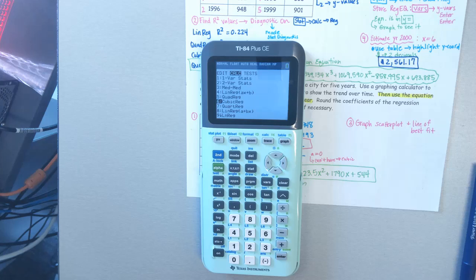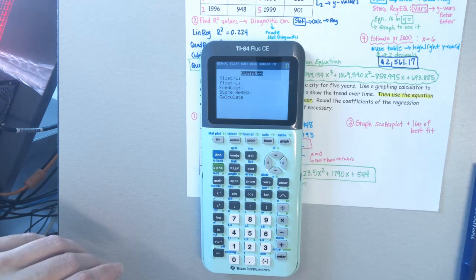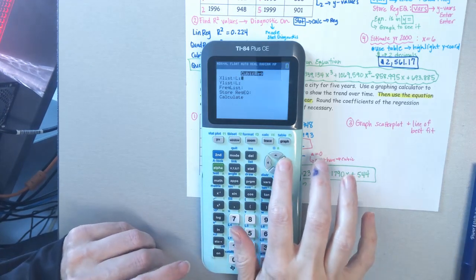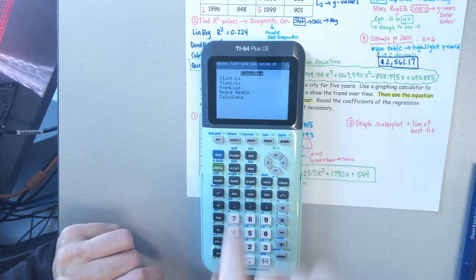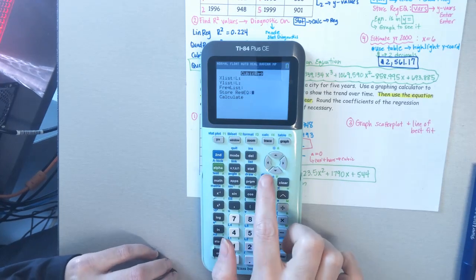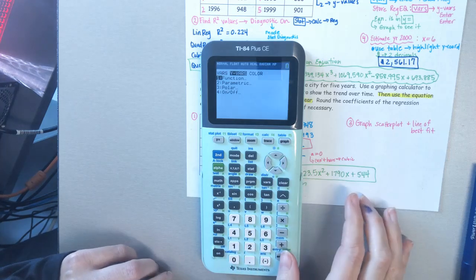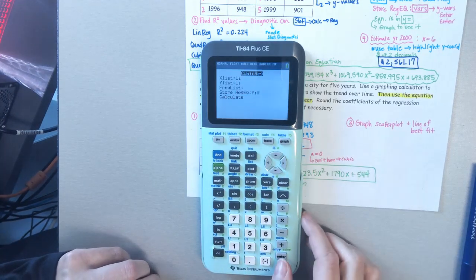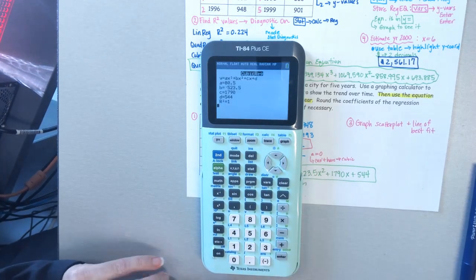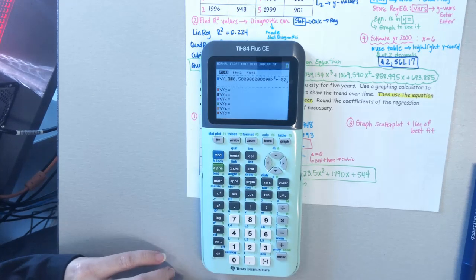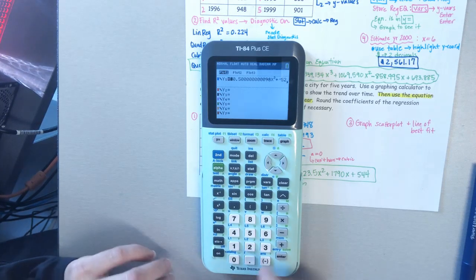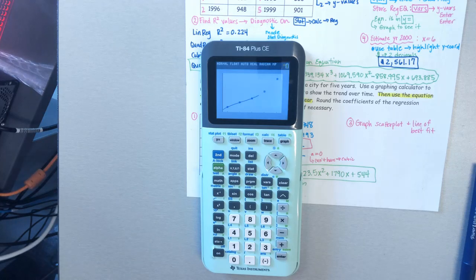Okay, so once you go here, now you're doing cubic regression. So don't go to quartic. You always want to arrow down to where you're storing it. Okay, you go to vars, Y vars, enter, enter, and it stores it there for you. And then you calculate. It should be in the Y equals at that point.